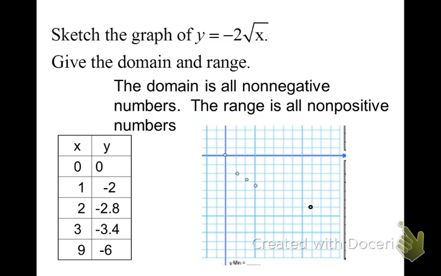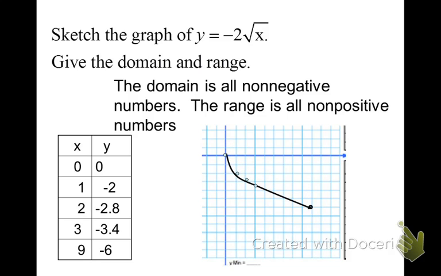Then we have, plug in 1 for x. The square root of 1 is 1. 1 times negative 2 is negative 2. So (1, -2) is part of our graph. I would probably plug in the number 4, because 4 is a perfect square. The square root of 4 is 2. 2 times negative 2 is negative 4. That's going to give me a nice easy number to put in.